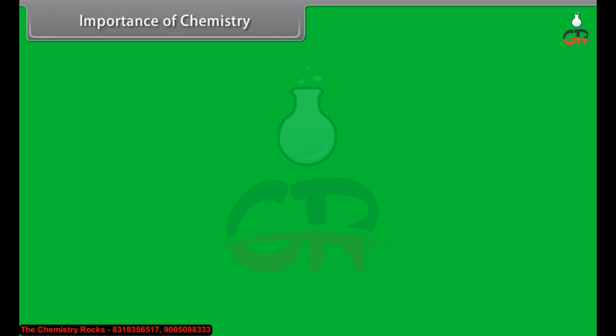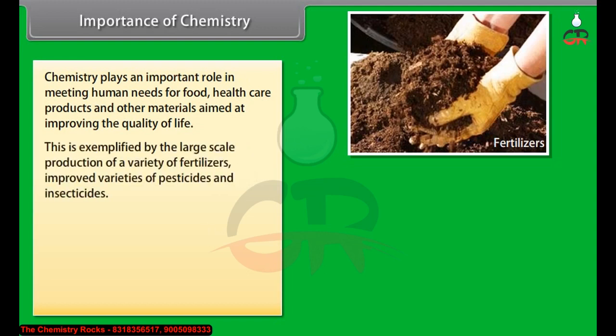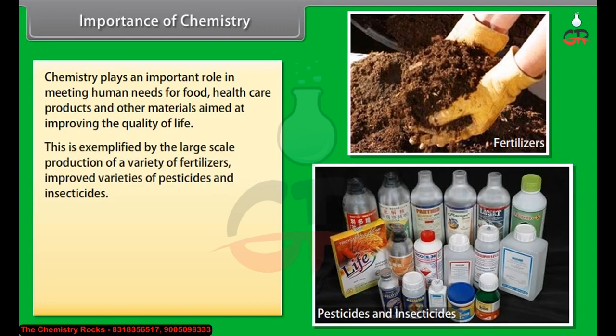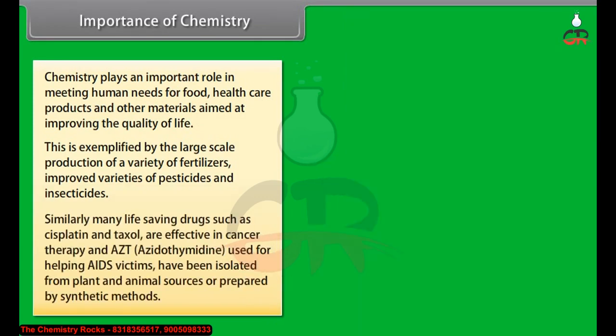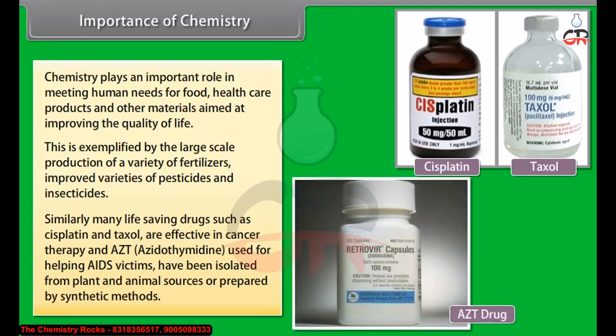Importance of chemistry. Chemistry plays an important role in meeting human needs for food, healthcare products, and other materials aimed at improving the quality of life. This is exemplified by the large-scale production of a variety of fertilizers, improved varieties of pesticides and insecticides. Similarly, many life-saving drugs, such as cisplatin and Taxol, are effective in cancer therapy, and AZT, zidothiamidine, used for helping AIDS victims, have been isolated from plant and animal sources or prepared by synthetic methods.